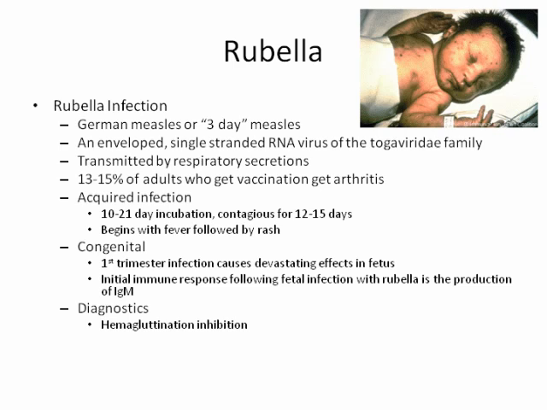All right, next infection we have is rubella. Rubella is also known as the German measles or the 3-day measles. It's an enveloped single-stranded RNA virus of the Togaviridae family. It's transmitted by respiratory secretions. And 13 to 15% of adults who get the vaccination can get arthritis as well. It can be acquired or congenital. Acquired usually takes a 10 to 21 day incubation and is contagious for about 2 weeks.